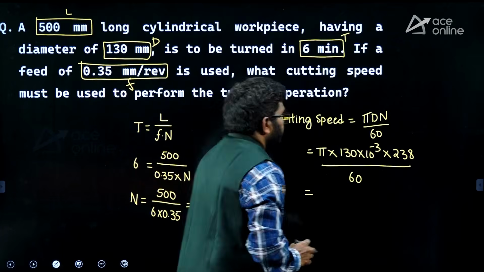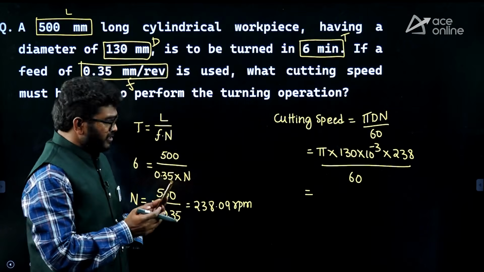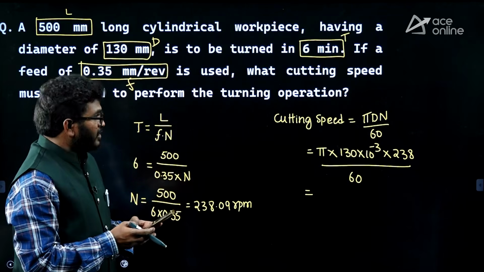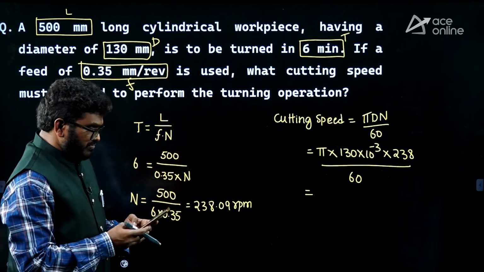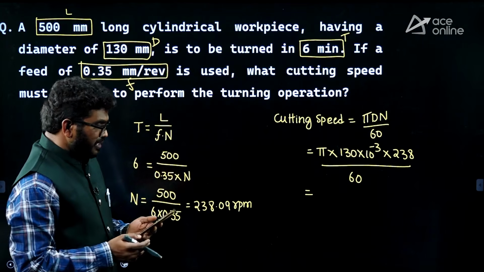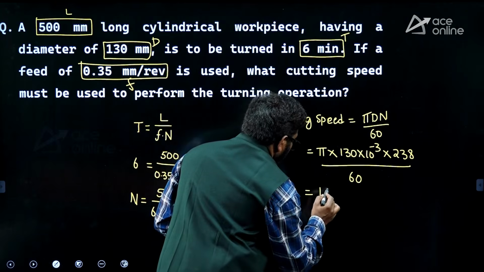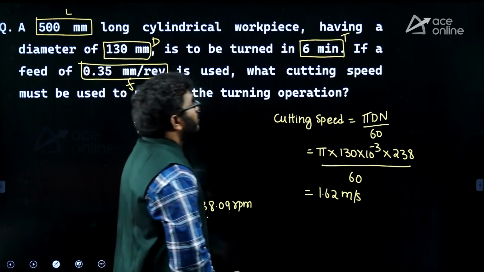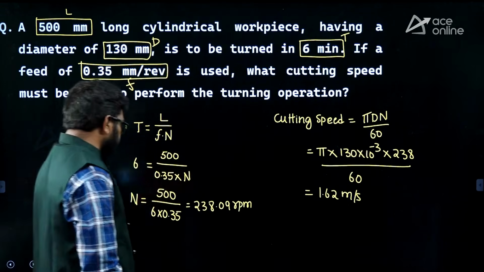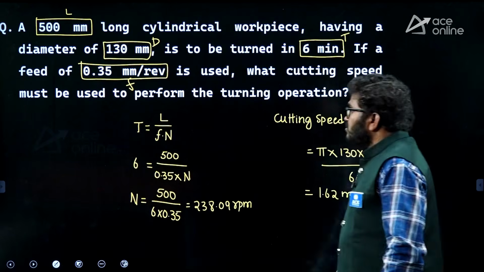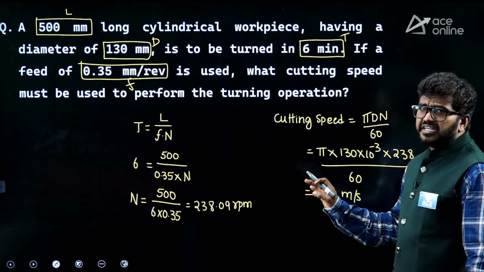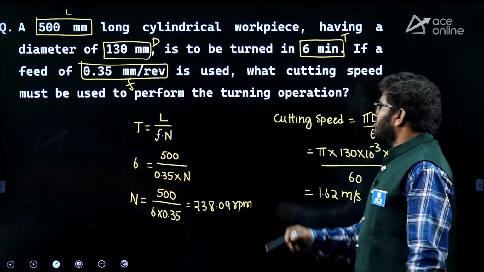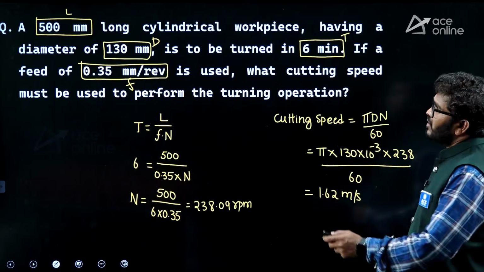Now try to solve this question. Take the calculator and solve it. Pi into 130 into 238 divided by 60. You will get 1.62 meter per second. I hope you understood this question. It's a very, very simple question. From this equation I am getting revolutions per minute and from that I am calculating cutting speed.